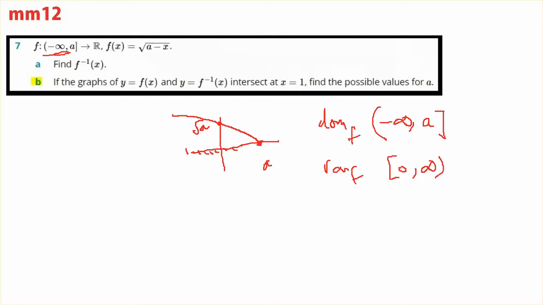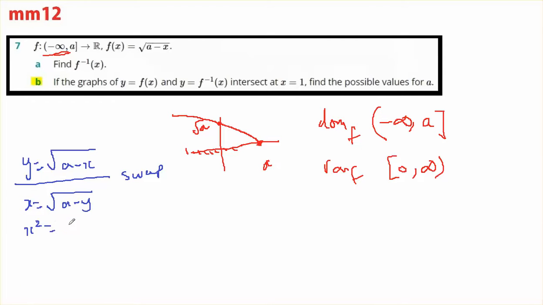So if I'm looking at the inverse, I've got y equals the square root of a minus x. I swap x and y, so x equals the square root of a minus y, x squared equals a minus y, y equals a minus x squared.